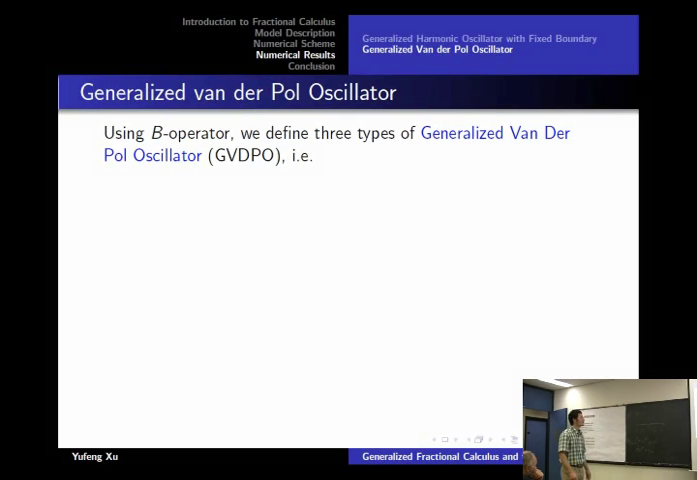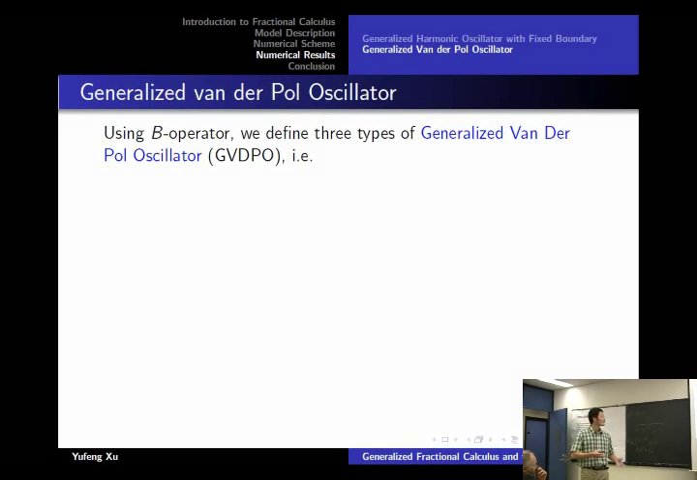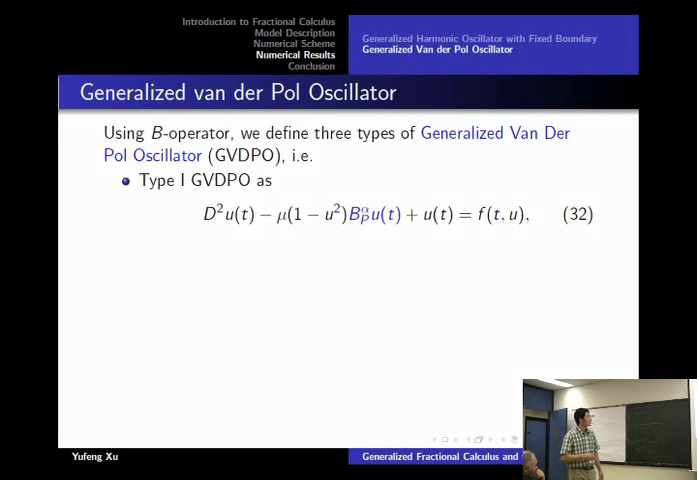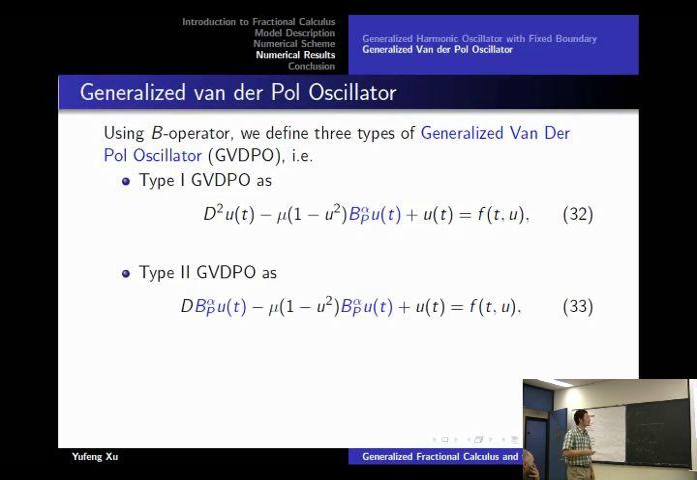And using the B-operator, we can also generalize the wonderful system in a general way. Here we write down three typical cases. The first is that we replace the first derivative over here by the B-operator. So this becomes more general. We have fractional derivatives here, but integer second order derivatives here. The second class is that we replace one part of the first derivative by the B-operator, and use the integer first order derivative in the other part.